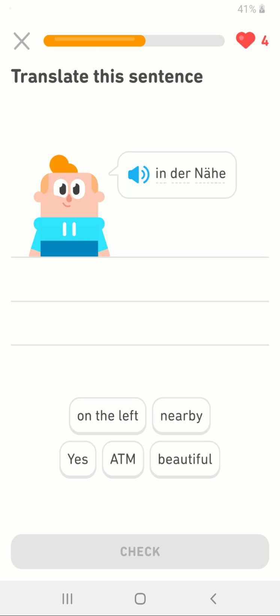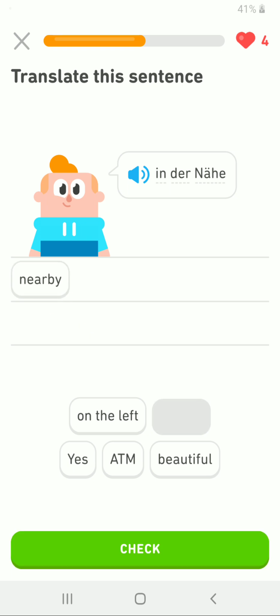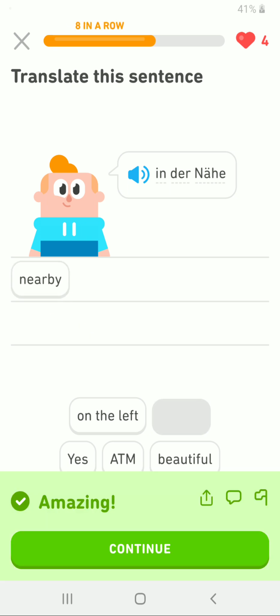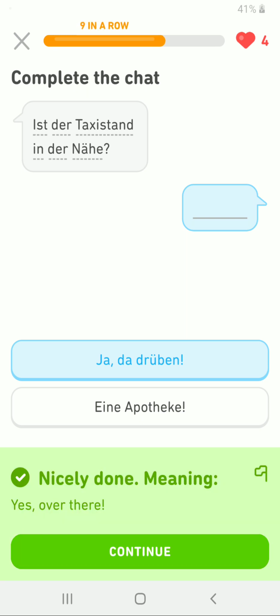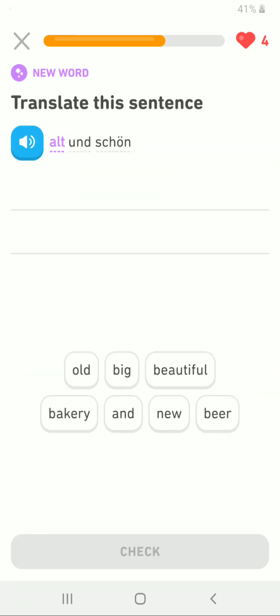In the near, it's nearby. Just nearby. In the near. Ist der Taxistand in der Nähe? Ja. Da. Da drüben. Over there.